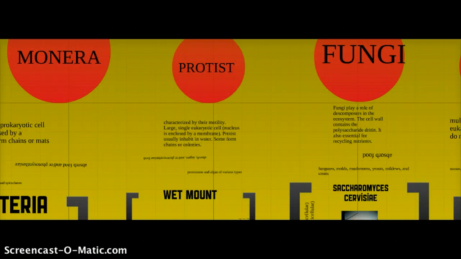Now we'll see fungi, which is one of the most important kingdoms. All fungal cell walls contain the polysaccharide chitin, and fungi play an important role as decomposers in the ecosystem. They are also essential for recycling nutrients.